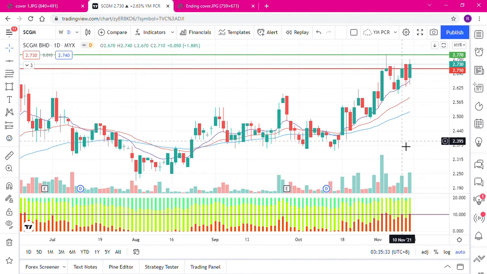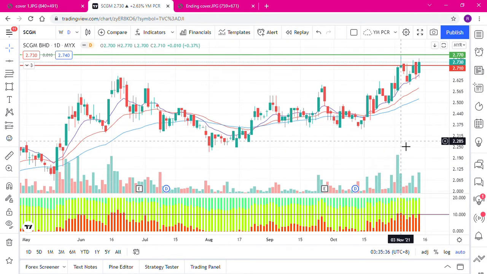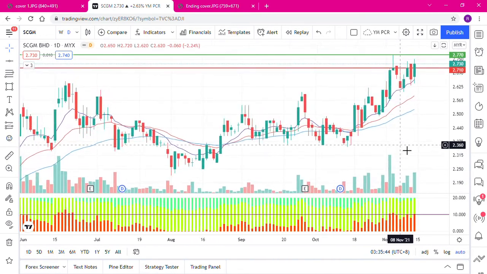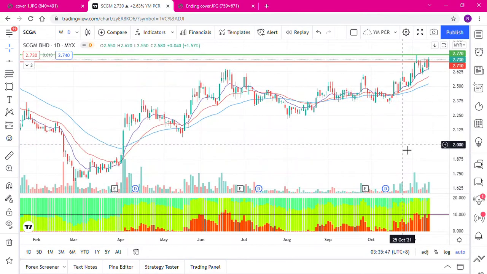So for now, if you haven't traded or invested in this counter, put it into your watch list and monitor to see if you can get any good entry. So this is the SCGM, the third counter that we're going to share with you today.